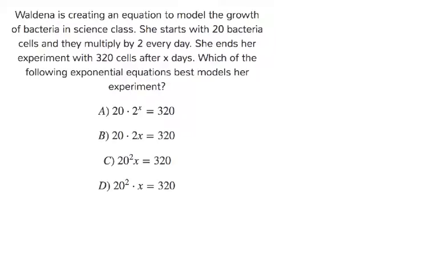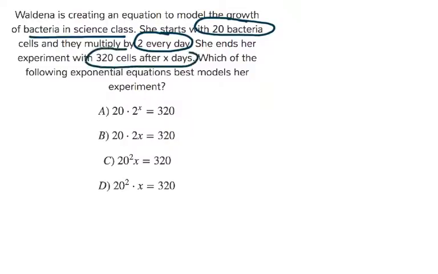This question is asking us to create an equation based on a real-world problem. Let's go ahead and read what equation they want us to build. It says that while Dana is creating an equation to model the growth of bacteria in science class, she starts with 20 bacteria cells, and they multiply by 2 every day. She ends her experiment with 320 cells after X days. Which of the following exponential equations best models her experiment?